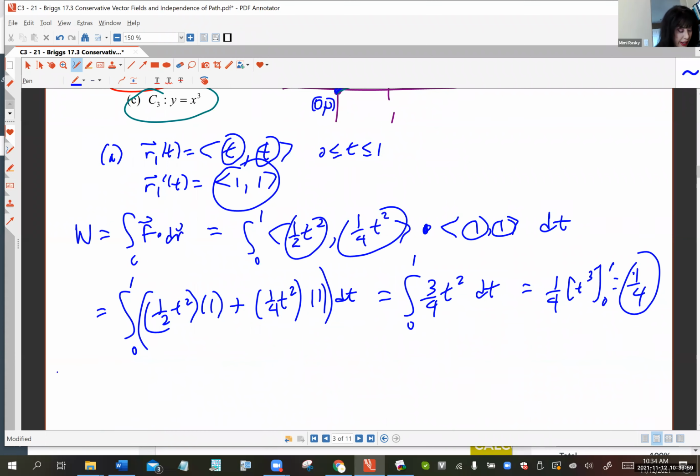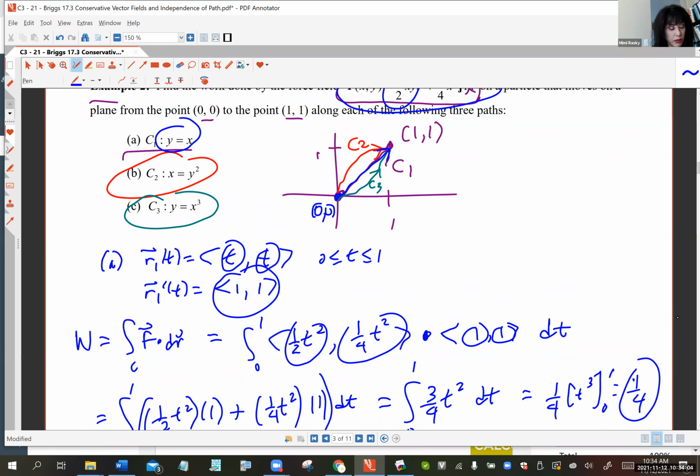Okay, I'm done with letter A. That was pretty easy. So the work done is 1/4. So let's do letter B.